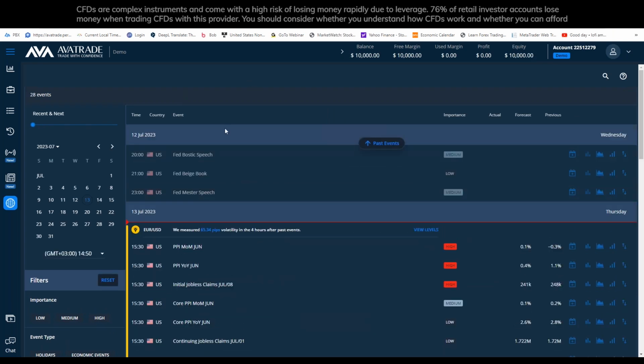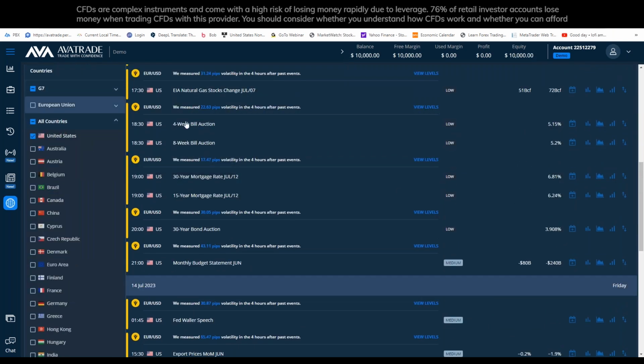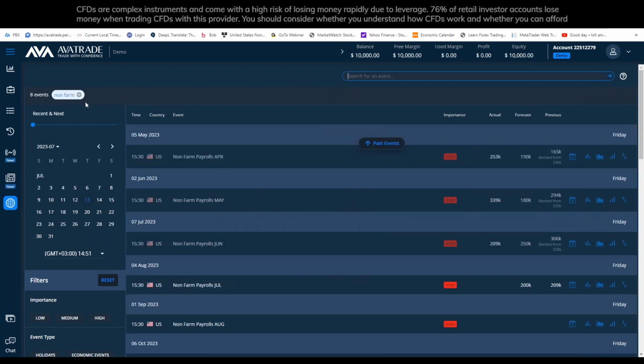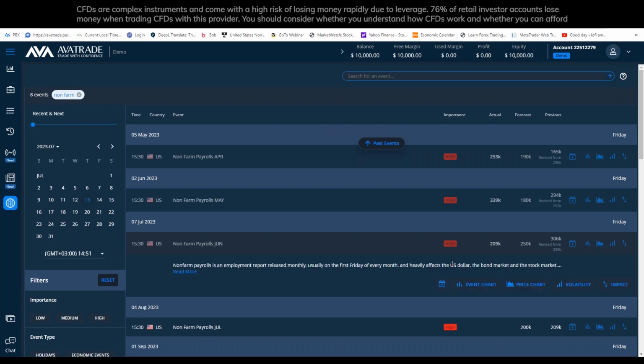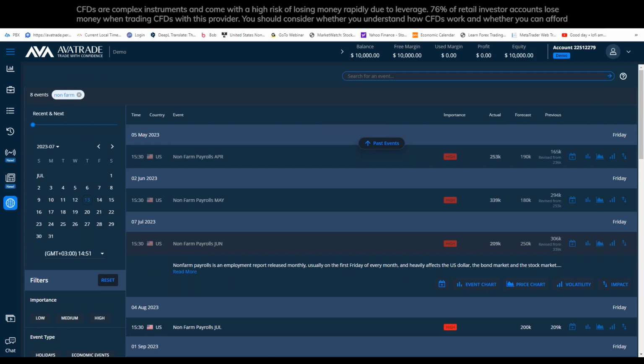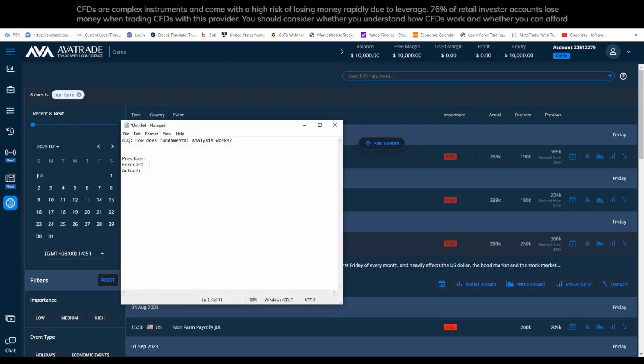It presents you the future and past events and articles, which I can categorize by either a state or I can search. As an example, we're going to go for non-farm payroll. Just non-farm, I think, is enough. And this is the most recent. This is May, this is June, and this is July. Yeah, that's what we need. Okay, and we have the actual, forecast, and previous. Let's just jot it down here.